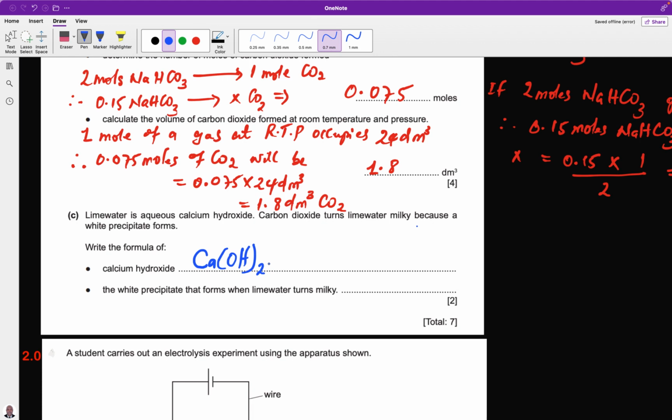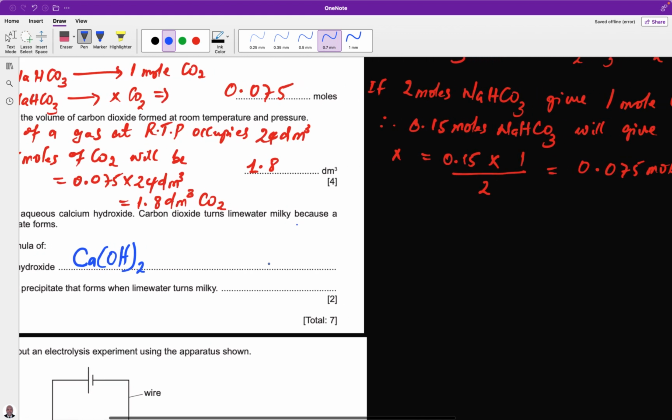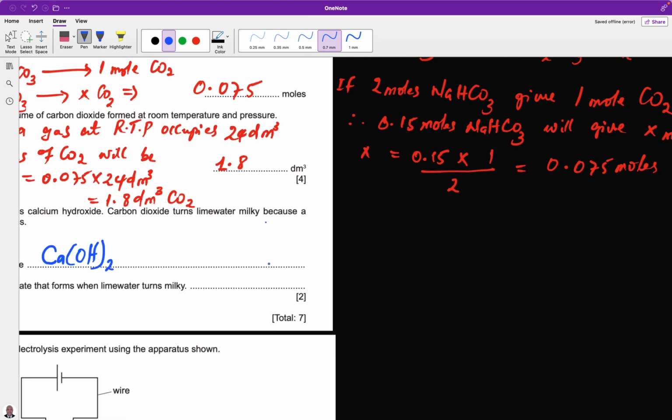Now, what will be the white precipitate that forms when lime water turns murky? Okay, let's go back to our question. For the purpose of revision, when carbon dioxide turns lime water murky, lime water is calcium hydroxide.